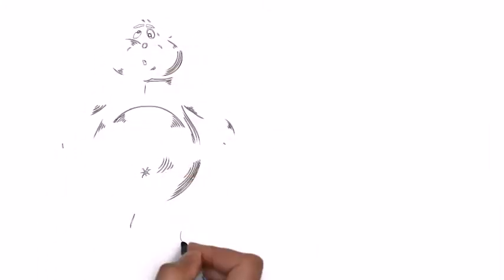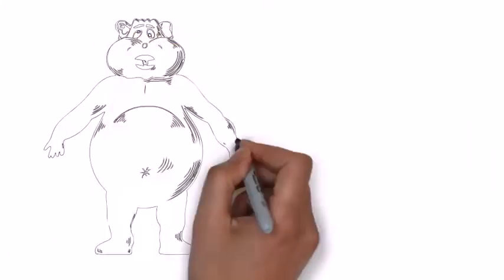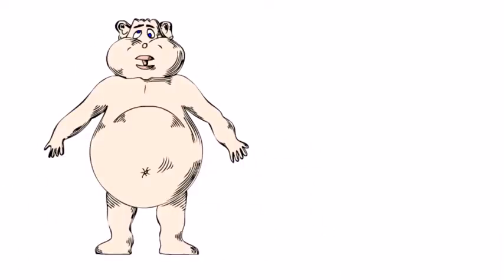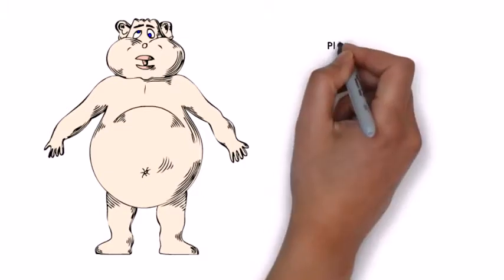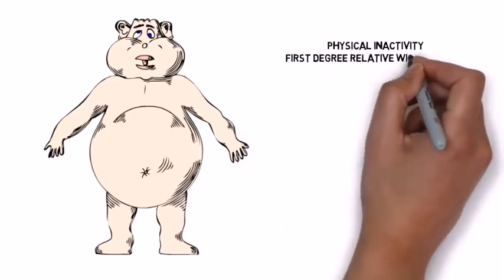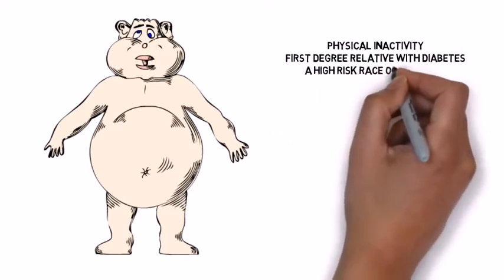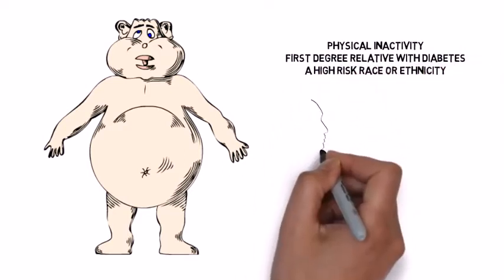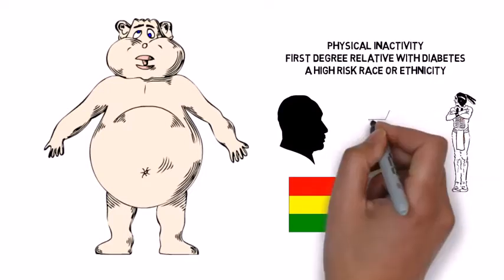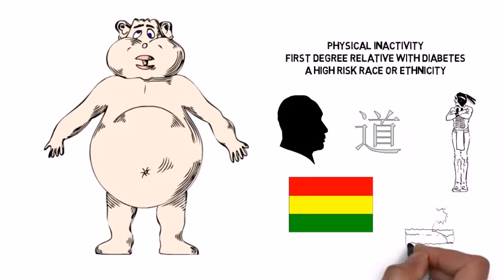Who should be tested for diabetes even though they may not have symptoms? Anyone who is overweight with a BMI greater than 25 and has 1 or more risk factors for diabetes. Risk factors include physical inactivity, first-degree relative with diabetes, a high-risk race or ethnicity. This includes African Americans, Latino, Native American, Asian American, and Pacific Islander.